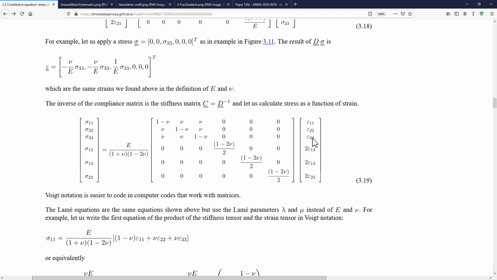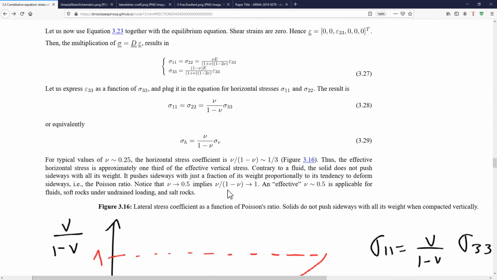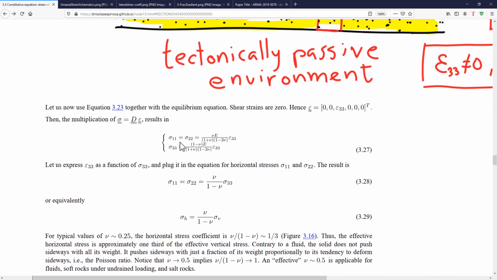As a result, for this value which is non-zero, I'm going to be able to solve for sigma 1, sigma 2, and sigma 3 as a function of epsilon 3. That's going to be my only variable. All right, so let me come back to the equations. You can go through the math for that, and you will find out that sigma 11 and sigma 22 are going to depend on the Young modulus, the Poisson ratio and epsilon 3. And sigma 3, the vertical stress, is also going to depend on the material properties and the amount of deformation in the vertical direction.